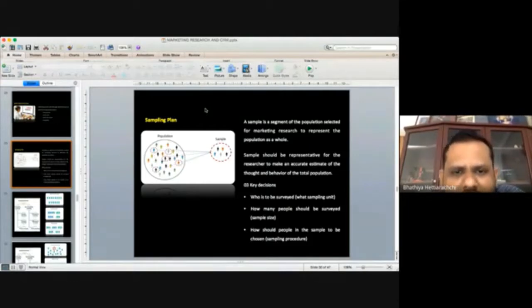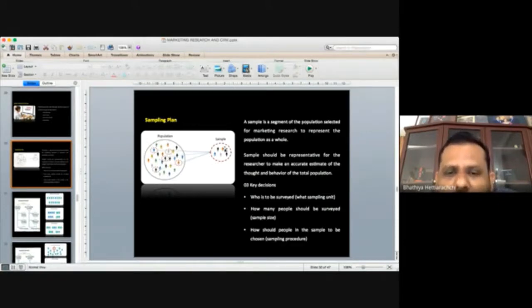So if you really look at this particular diagram, you see something called population. Now population is the total number of people that you are going to research on, right? So let's say that this is your customer base, right? Now if you try to ask questions from this customer base, it's a huge effort and it takes a lot of time, right? So what you do here is that out of this customer base, you take a sample. Now, for example, here you have taken five people, right? You have taken five people. And you are thinking, when I ask these five people, it will be enough for me to understand the population.